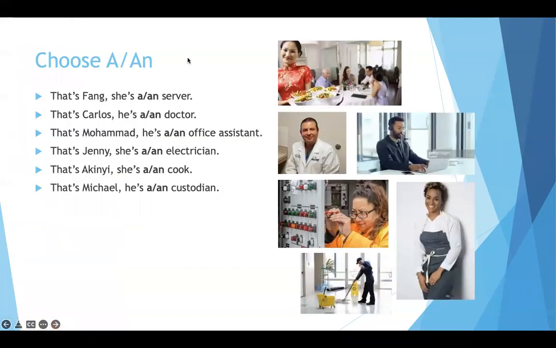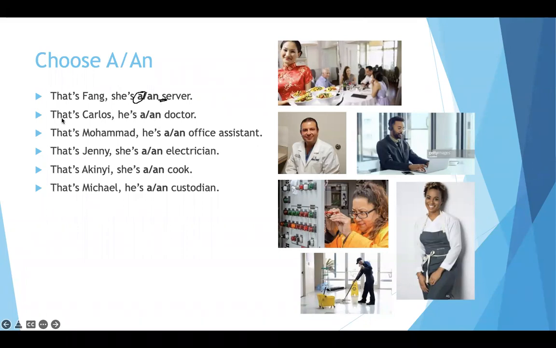All right, so now we're going to get some practice using an versus a. So we'll circle the correct answer here. Number 1, that's Fang. She is server. Would we say she's a server or she's an server? We would say she's a server because server starts with a consonant.